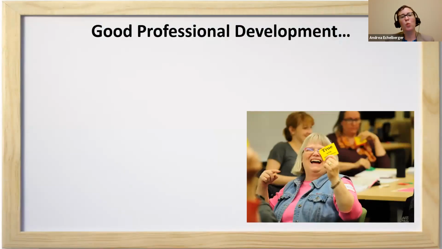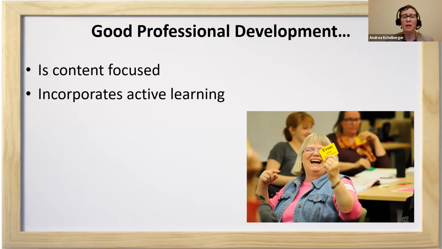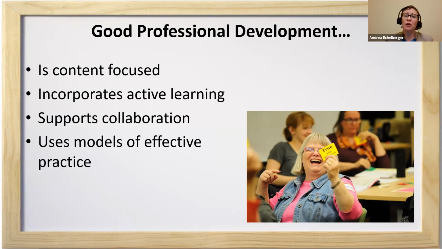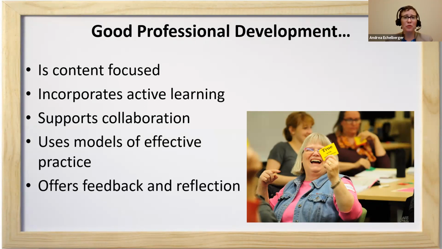So, getting everybody on board the professional development bandwagon. Thinking about what does good professional development look like? Good professional development has some pretty specific characteristics. It's content focused, so it focuses specifically on the content that learners are going to be learning in the classroom. It incorporates active learning. It's not just passively listening or passively reading. It supports collaboration so that teachers have the opportunity to work together. It uses models of effective practice, and offers feedback and reflection.